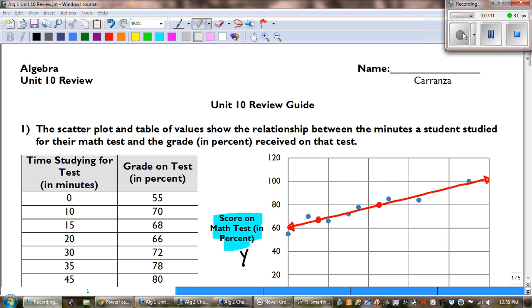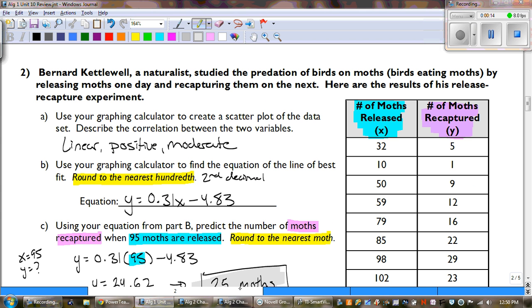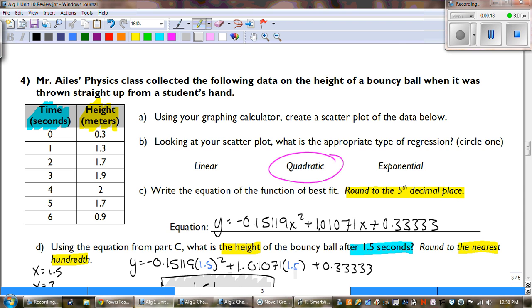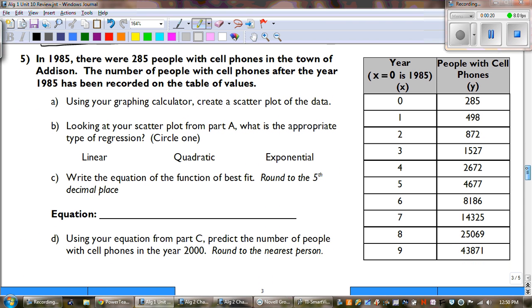So we've already done problem 1, problem 2, problem 3, and problem 4. Now we're going to start on problem number 5. It says in 1985 there were 285 people with cell phones in the town of Addison. The number of people with cell phones after the year 1985 has been recorded in the table of values. Use your graphing calculator to create a scatter plot of the data.